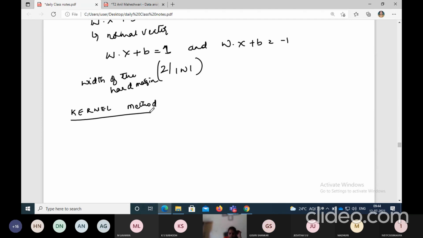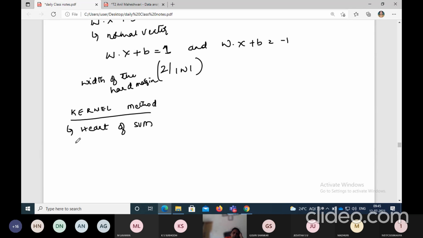So what is this kernel method? Okay, as we say, the CPU is the heart of the computer, similarly the kernel is the heart of your SVM. Kernel is the heart of your support vector machine algorithm. So most of the kernel algorithms are based on optimization in the convex space and are very much statistically well defined and founded.